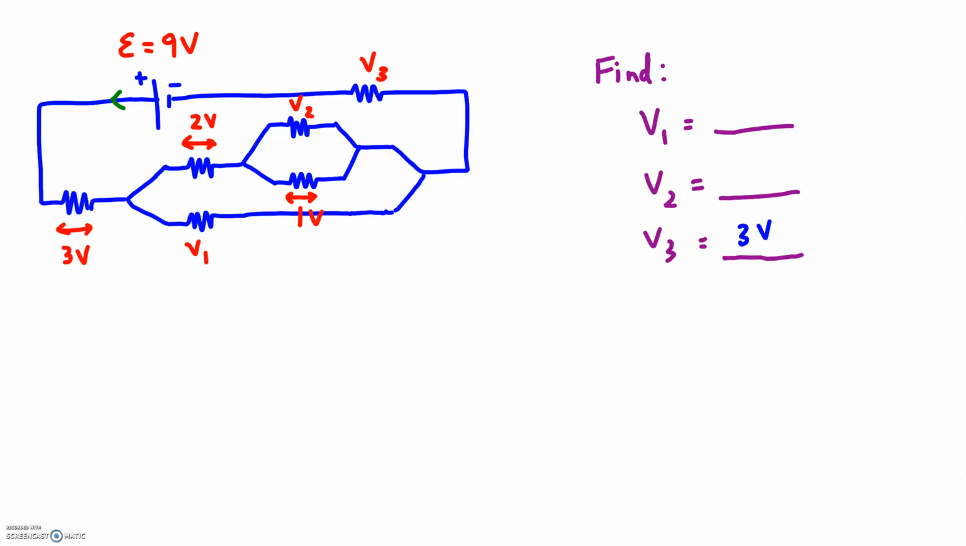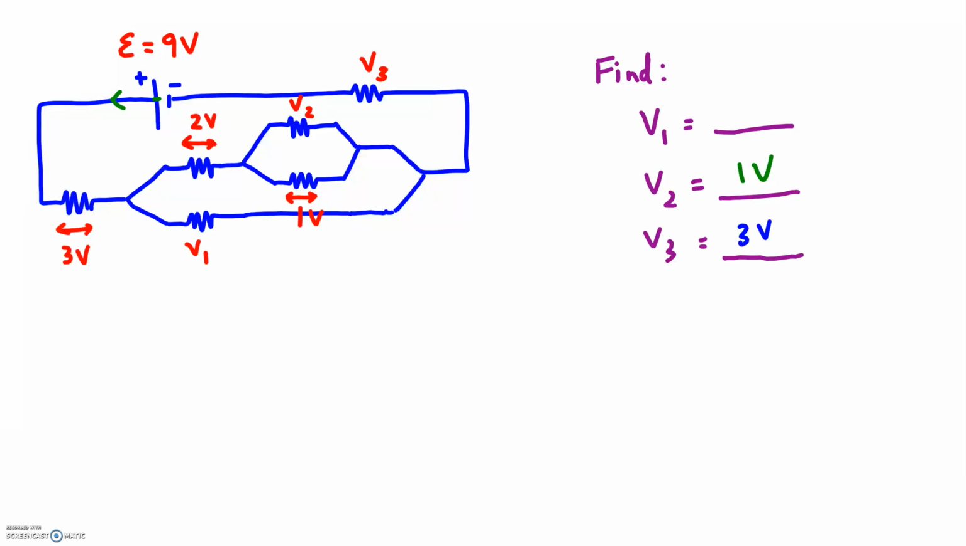Next, we find V2. Oh, this is easy. Parallel resistors always have the same potential difference. So that's going to be 1 volt. We could also use the loop rule. We gain 9, we lose 3, so now we're at 6 total. We lose 2, so now we're down to 4. We go this way, and we're at 4. V3 is going to be 3 volts. So if we had 4 up above earlier, and 3 is lost later, V2 would have to be 1 volt.